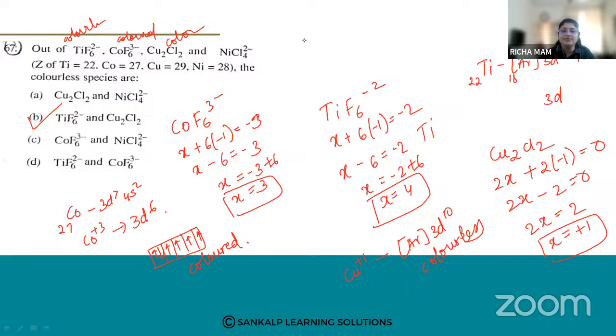Everybody got the same? Yes, Aishu has answered it as B. What about others? No responses, please give the answers. So option number B. Whenever you have a d0 system or a d10 system, it will be colorless. So this particular complex is colorless in nature. Triveni has also answered it as B. Is it clear? Okay, let us go for the next one.